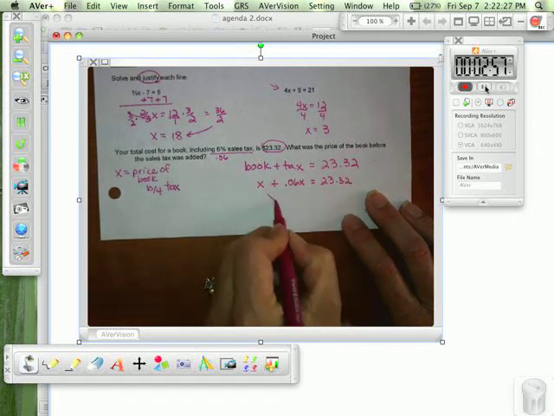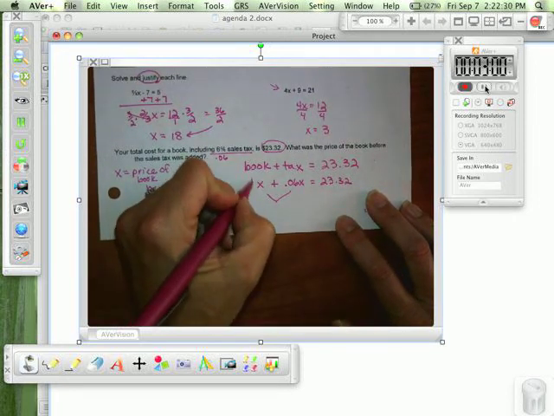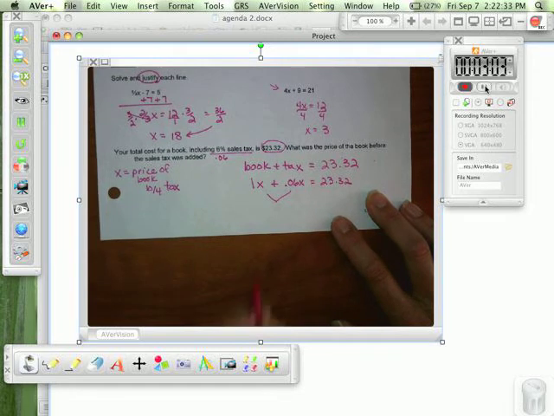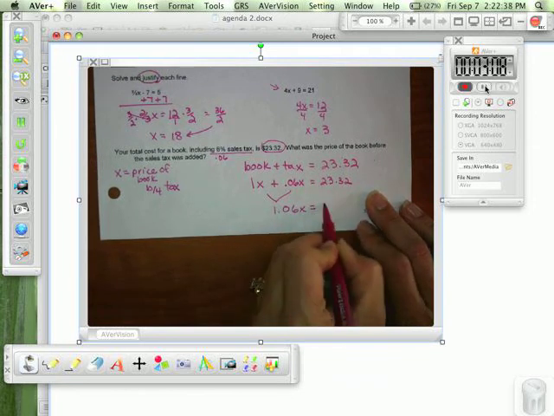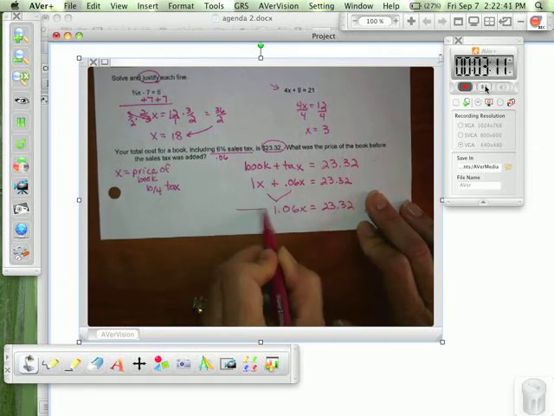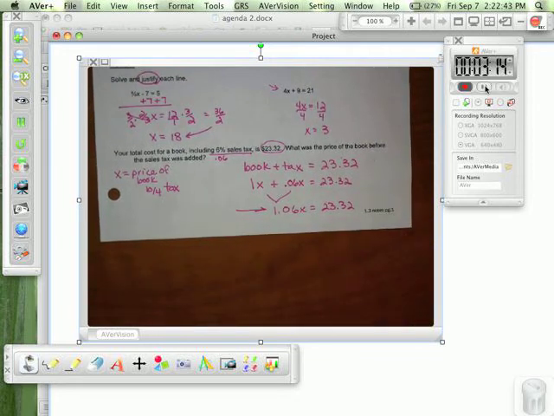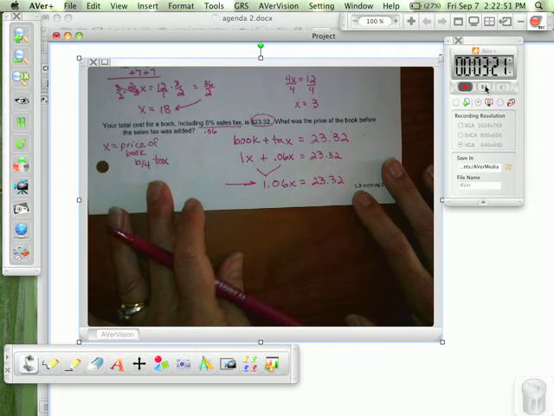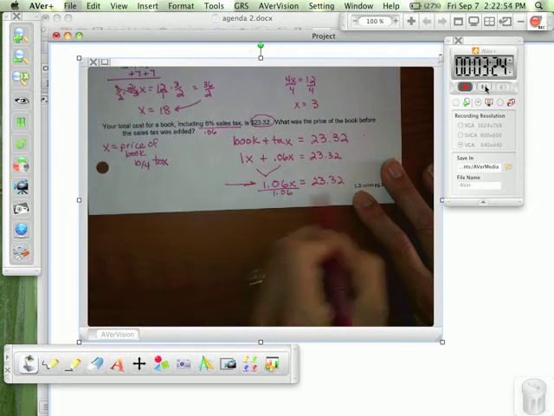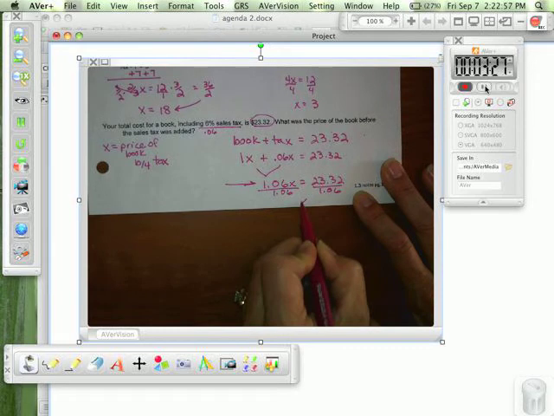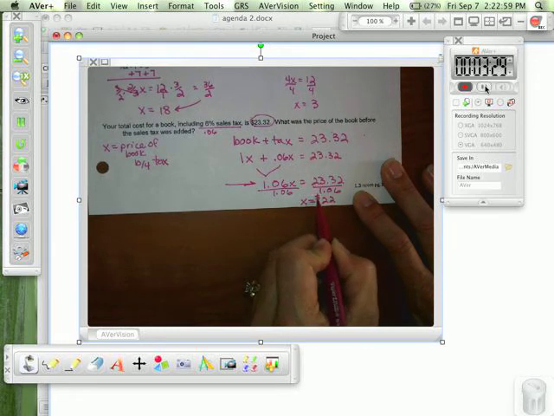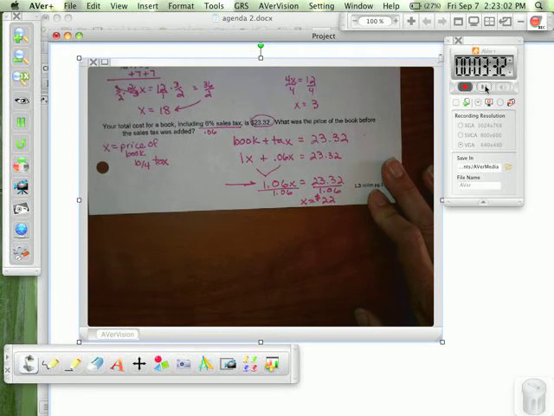Can I add these together? Because this is 1x, isn't it? So what does it actually become? 1.06x. Now some of you can just jump right in and start with this equation. I have no problem with that. If you get that, that's fine. Am I done? No. Okay, so how do I finish this? X equals 22 bucks. That was the price of the book. I did not do that in my head.